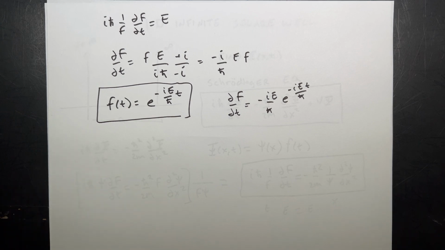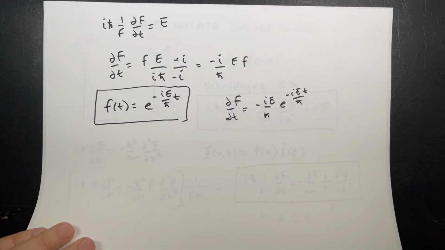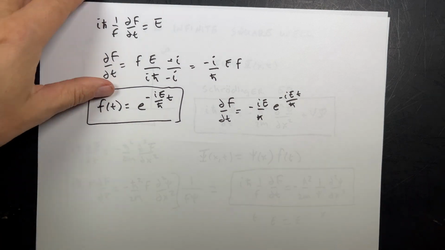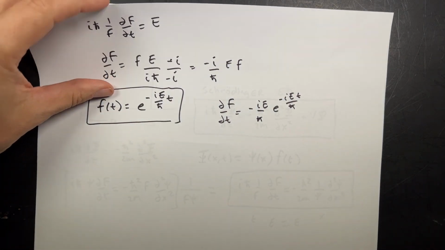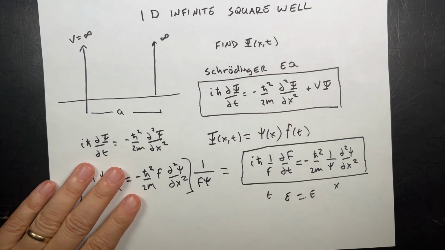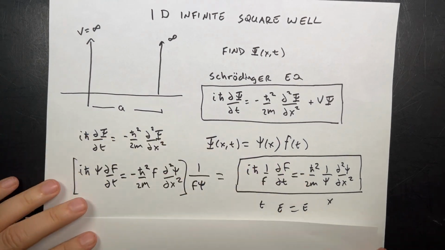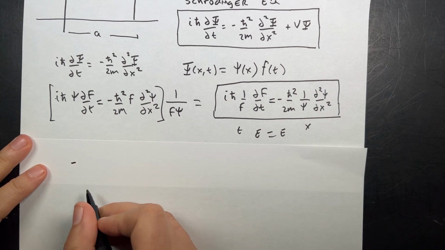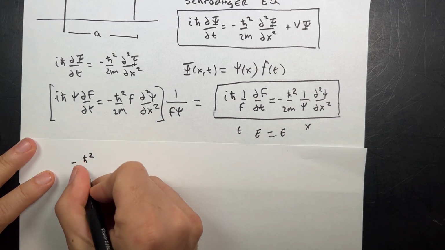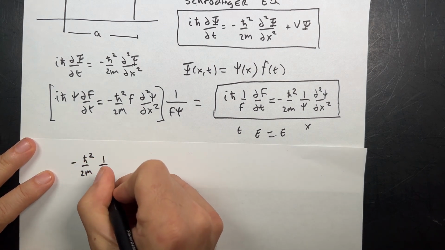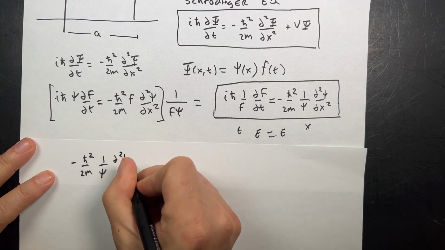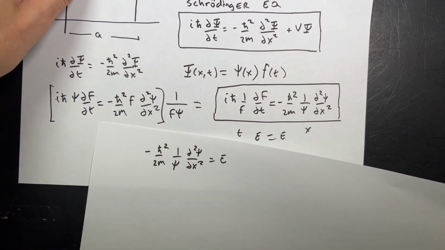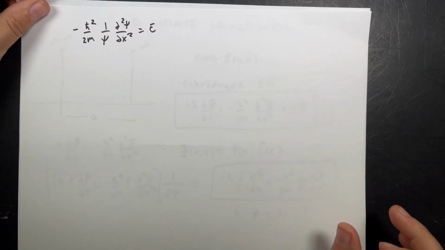Now let's go back to our other part of a function right here. I'll put this to the side because this is important. We'll come back to that. But now I have this part. So I have negative h bar squared over 2m, 1 over psi, second partial of psi with respect to x, is also equal to E. And we want to solve this equation.